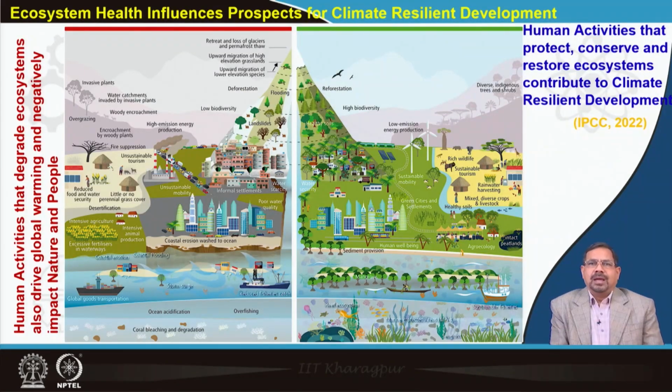So, a graphic in terms of ecosystem health: ecosystem health influences prospects for climate resilient development. On the left hand side you can see text written in red color and on the right hand side in blue color. Red means we have a degraded system. Human activities that degrade ecosystems also drive global warming and negatively impact nature and people. On the right hand side, human activities that protect, conserve and restore ecosystems contribute to climate resilient development. So, it is very clear that a system which has human interference is relatively less stable.